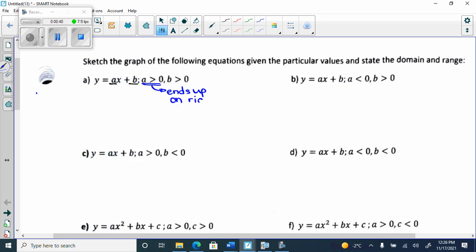And this is a linear equation because it's AX to the 1 plus B, it's a degree 1. And when it's a degree 1, if it ends up on the right, we know that it does what on the left? Down on the left.